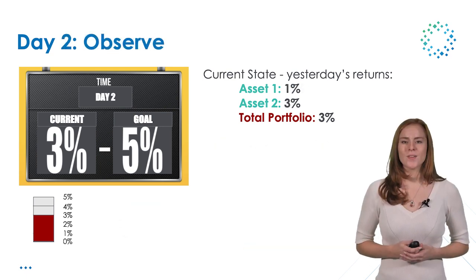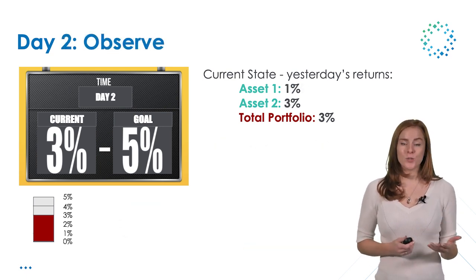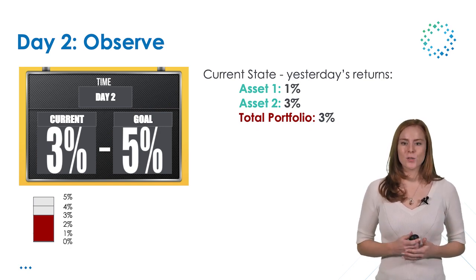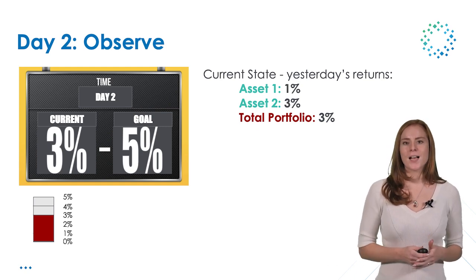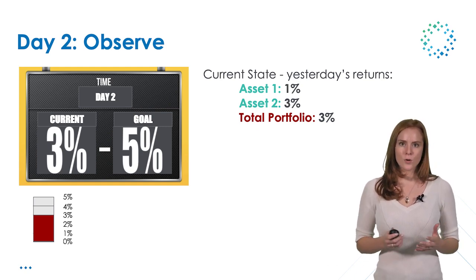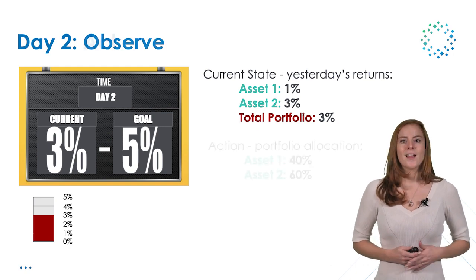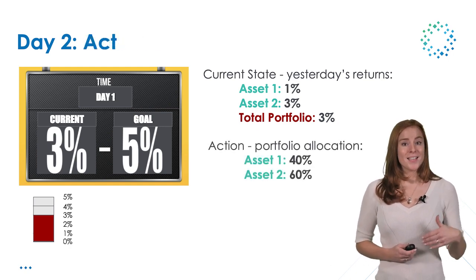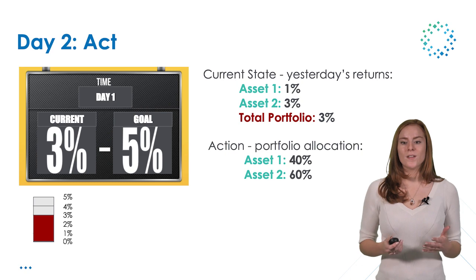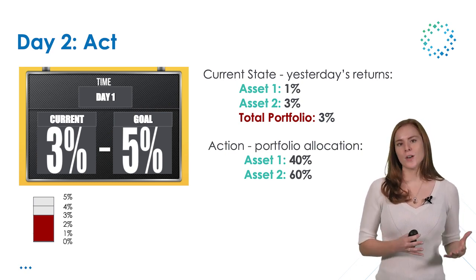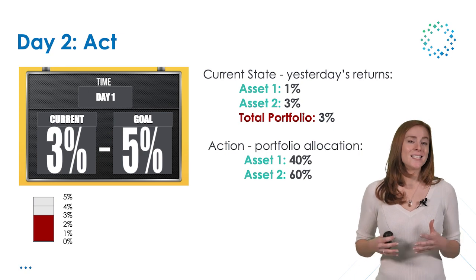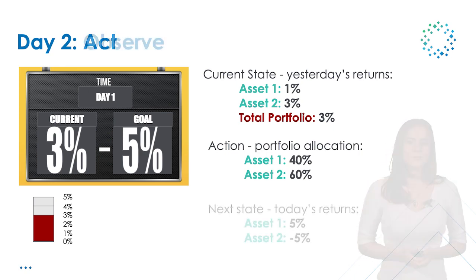It's now day 2, and as you would have guessed, we would do exactly the same thing. So we observe the current state. Yesterday's returns were 1% for asset 1 and 3% for asset 2. The total portfolio is still 3%. The next thing we have to do is to act again and decide on what the portfolio allocation is going to be. This time we're going to put 40% in asset 1 and 60% in asset 2.